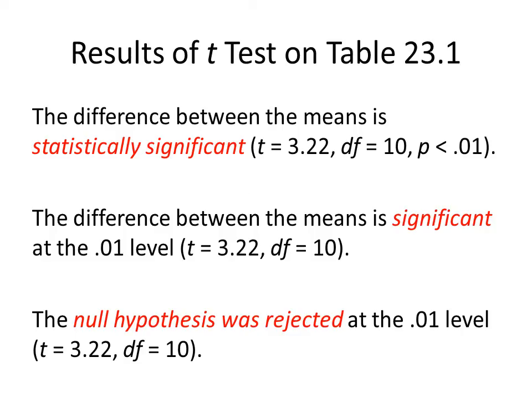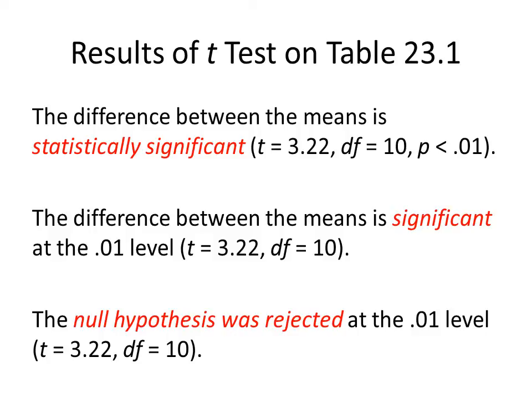So here we have the results of the t-test on Table 23.1. We can describe this in different ways. We can talk about the means being statistically significant. We can talk about the difference between the means being statistically significant. So if you look at the p-value, because p is less than 0.01, we know that, as with p less than 0.05, it is statistically significant.